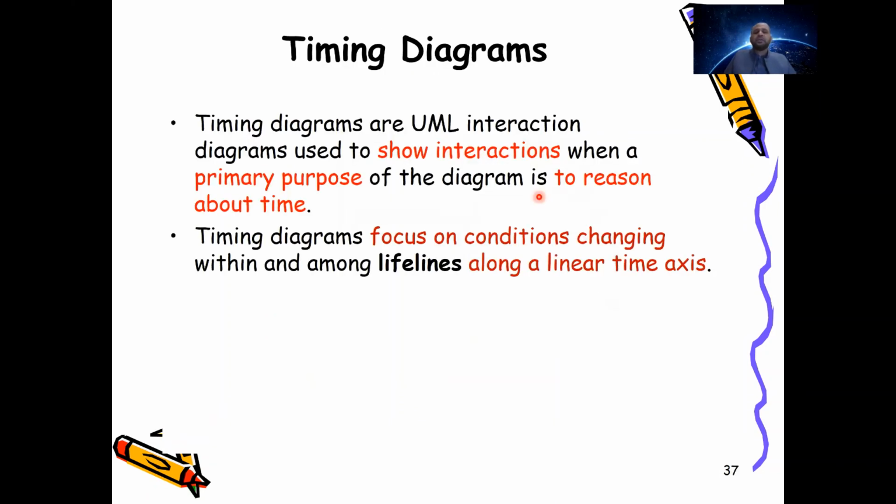Coming on to the timing diagram. Timing diagrams are UML interaction diagrams used to show interactions when the primary purpose of the diagram is to reason about time. Once you have to plan and give some idea about the time, then timing diagrams are very useful. Timing diagrams focus on conditions changing within and among lifelines along a linear time scale.